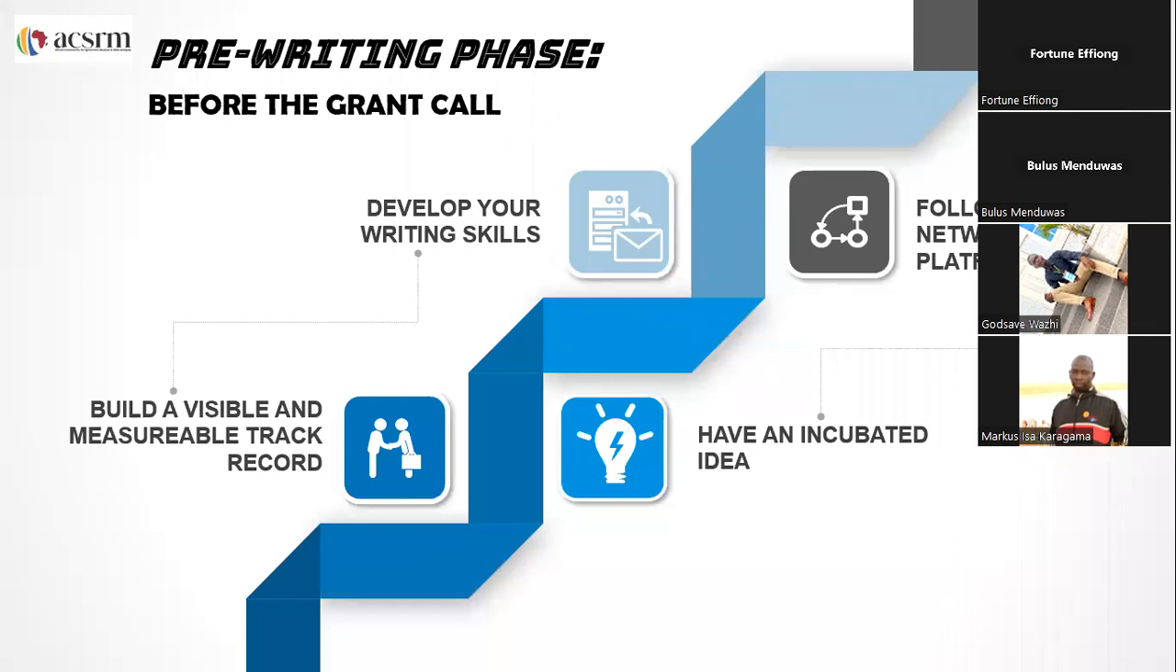So by building a visible and measurable track record, you should have been doing activities already. If you are a climate change activist, even before applying for this grant, it's expected that you've been doing little things already, and they are visible in the sense that you have a dedicated social media platform where you share some of your work, some of your achievements.